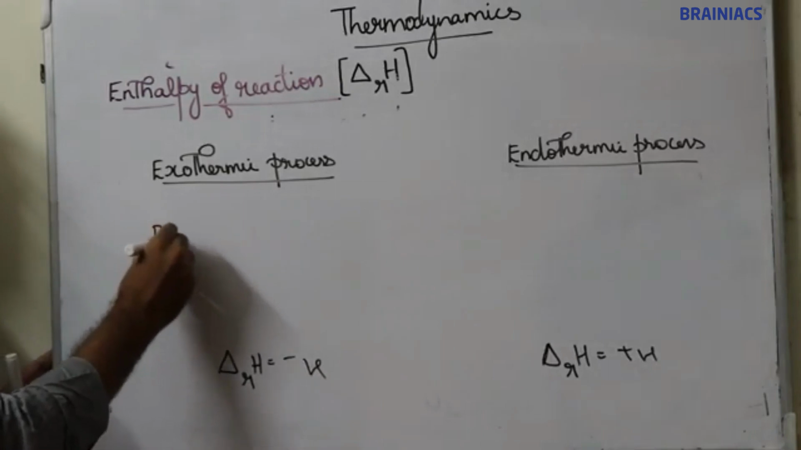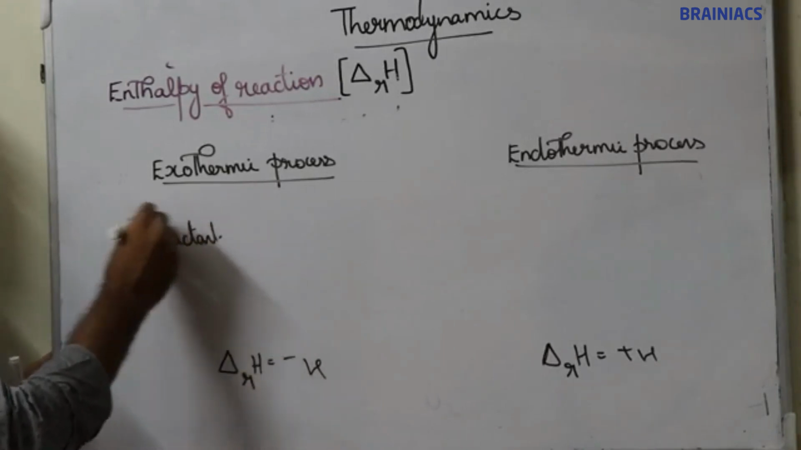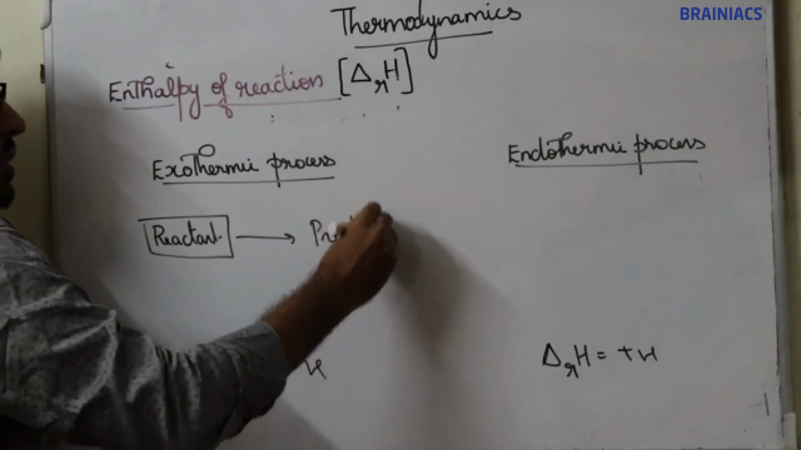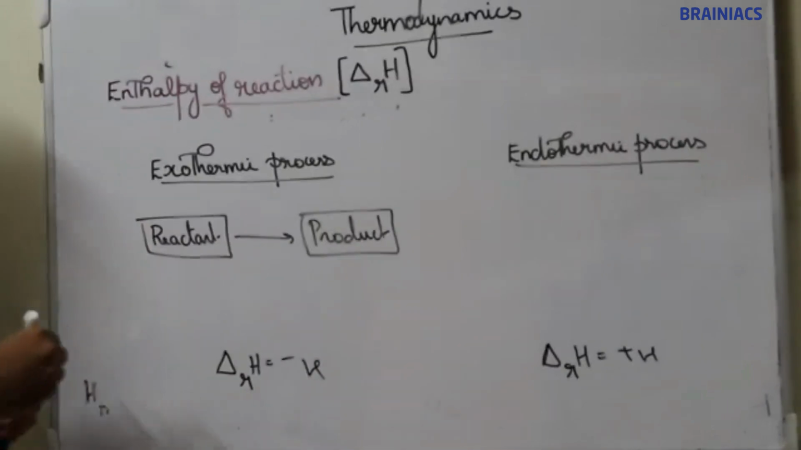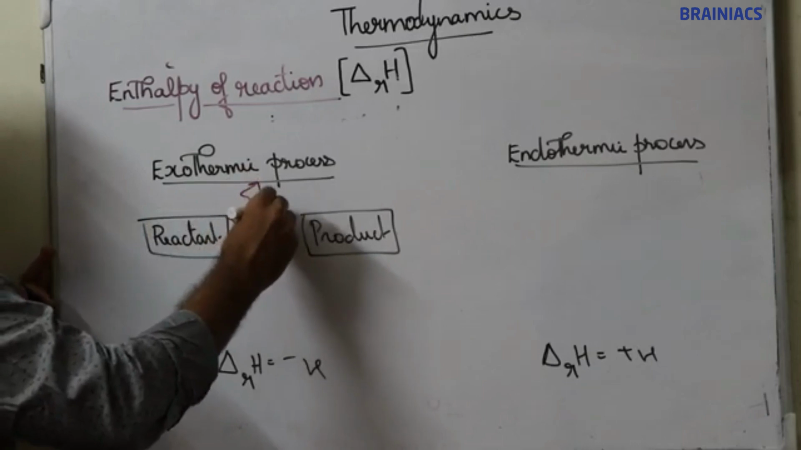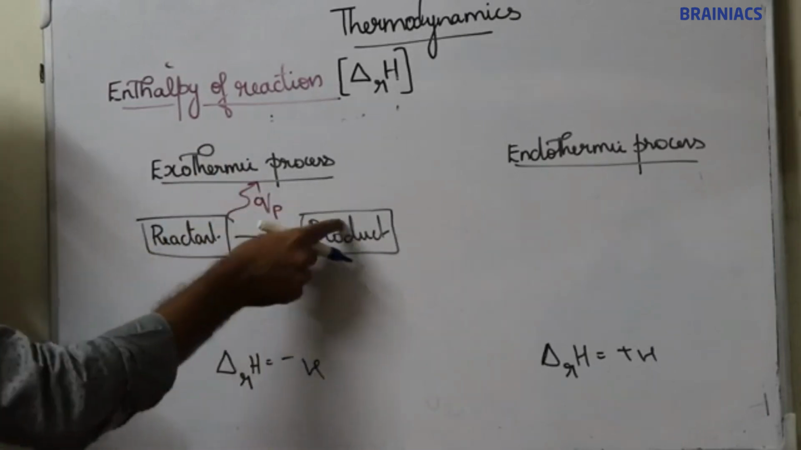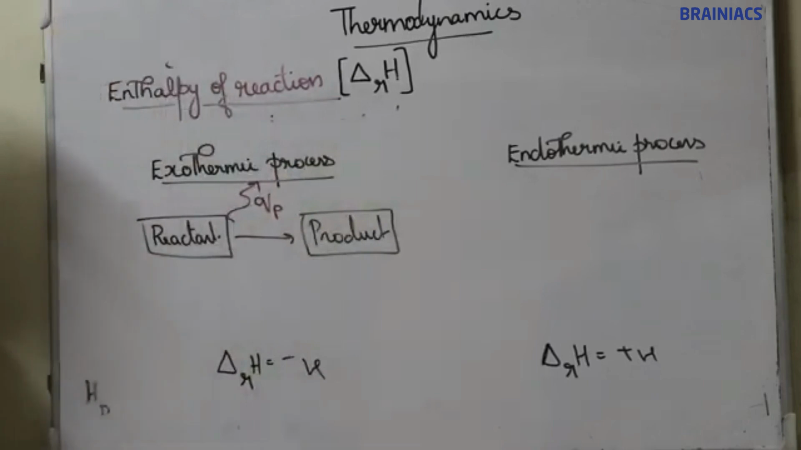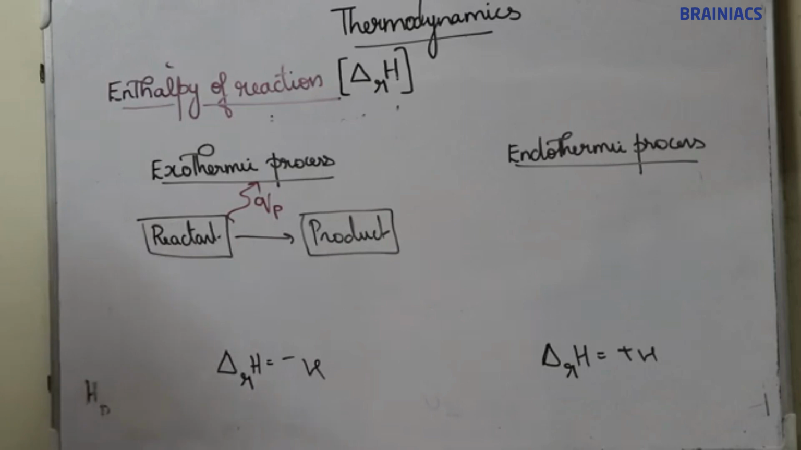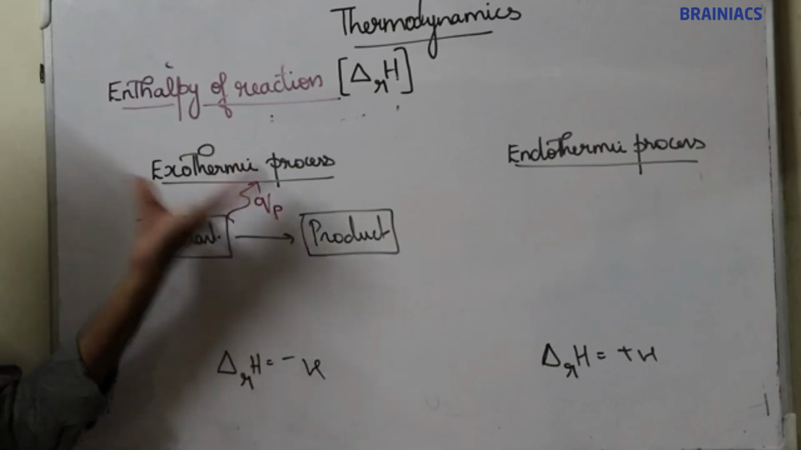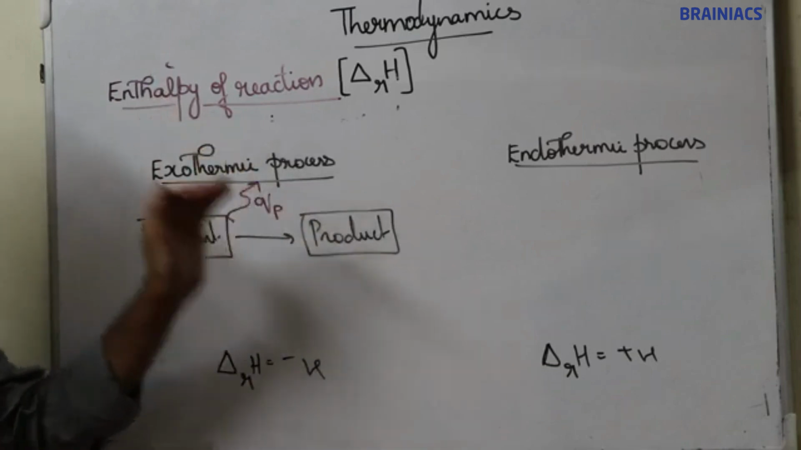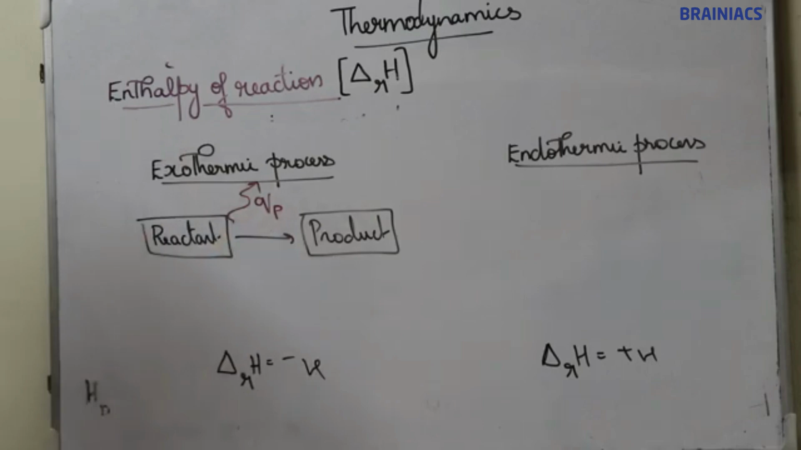When a reactant converts to product by releasing heat energy at constant pressure, those processes are known as exothermic processes, in which heat energy is released. So when a reactant converts to product, if heat energy is released, those processes are known as exothermic reactions.